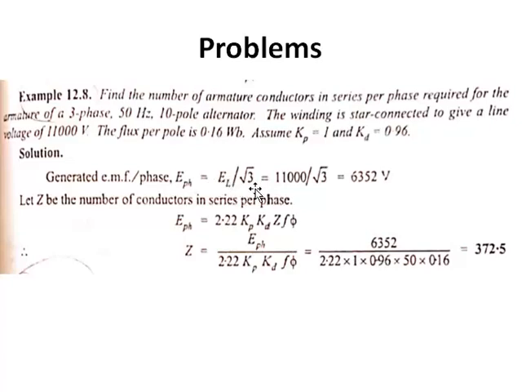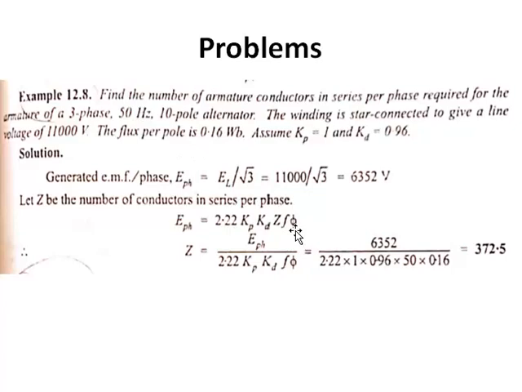So the phase voltage is equal to line voltage divided by root 3, that is 11,000 divided by root 3. We get it as 6,352 volt, that is the E phase. And the rest of the things are given in this equation. E phase we found as 6,352, Kp is given as 1, Kd is given as 0.96, Z is the unknown, F is given as 50 Hertz, and phi.